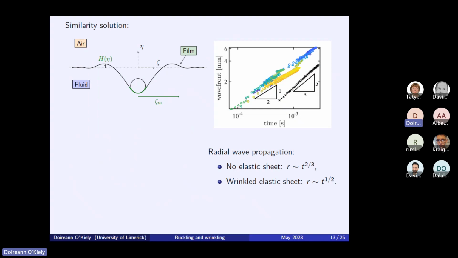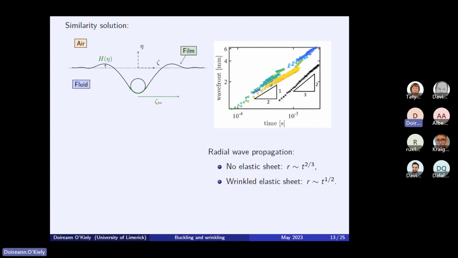And we thought ours was doing that, but it's the wrong parallel. Okay, so if you drop something and you have this front propagating radially outwards, and you don't have a sheet, then you see something that propagates like t to the 2/3.